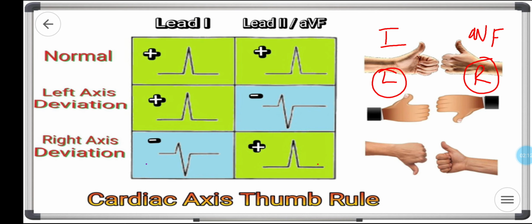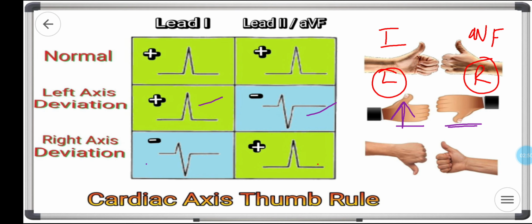And you will interpret your results based on which thumb of yours is up. Take an example: your left hand is lead 1, and here the QRS complex is up, for example. In lead AVF, which is in the right hand, the thumb is down. You interpret the results depending upon which thumb is up, so that's going to be the left axis deviation. This means that if the QRS is predominantly up in lead 1 and predominantly down in lead AVF, that's going to be the left axis deviation.